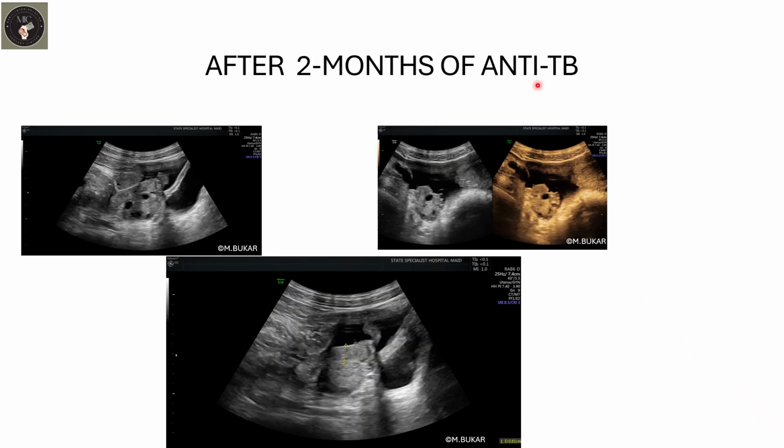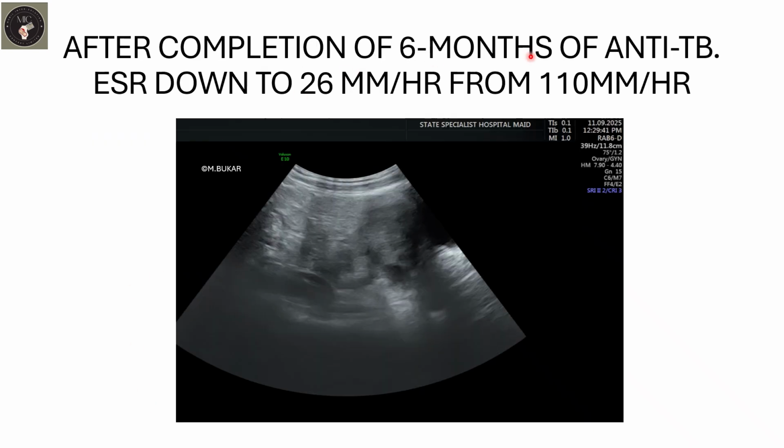So after 2 months of antituberculous treatment, note the appearance of the bowel here has changed. The echogenic foci still remain, but look at the thickness of the tube here, it has reduced to 0.8 from 1.37 centimeters. Ascites is still present. Appearance of the bowel has also changed. After completion of 6 months of anti-TB, ESR came down to 26 millimeters per hour from 110 millimeters per hour.